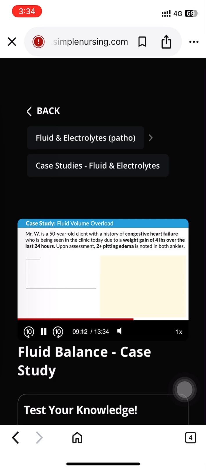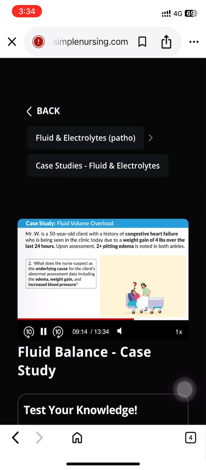So question 2, what does the nurse suspect as the underlying cause for the client's abnormal assessment data, including edema, weight gain, and increased blood pressure? So go ahead and pause the screen and try your best to answer this question in 60 seconds or less.